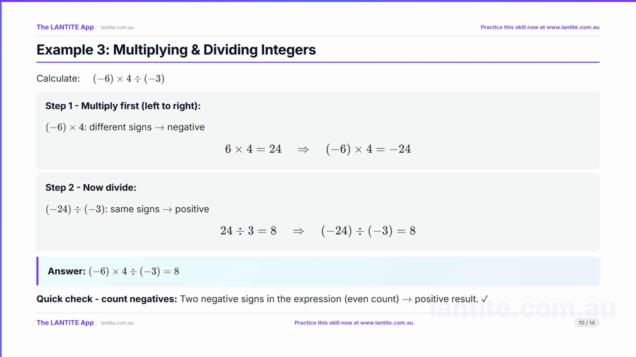Here is a quick check tip. Count the total number of negative signs. If there is an even number of negatives, the result is positive. If odd, the result is negative. Here we had 2 negatives, which is even, so the result is positive. This confirms our answer.